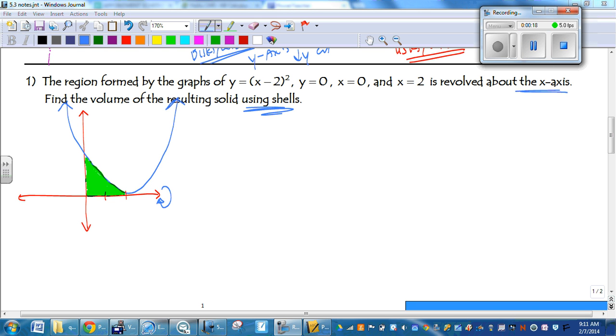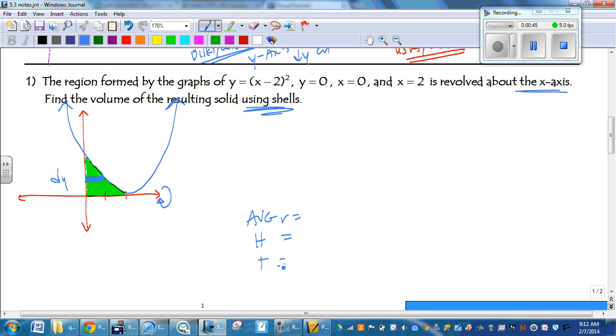So if it's going around the x-axis, remember shells are parallel, so the rectangle has to be parallel to the x-axis, which means we're going to have a dy cut. So that means everything's going to be in terms of y when we set up our equation. And there's three things that we need to look for. We're going to have the average radius, the height, and the thickness.